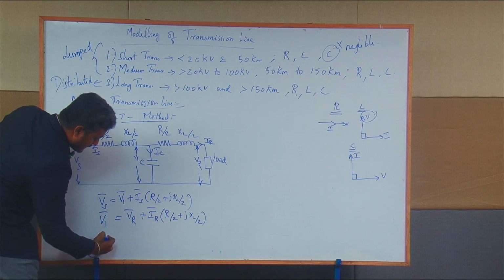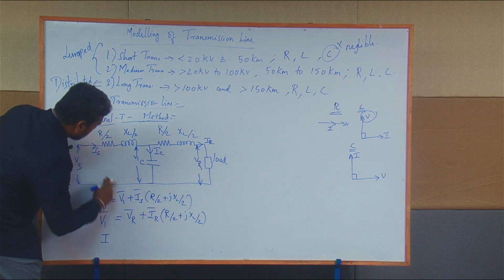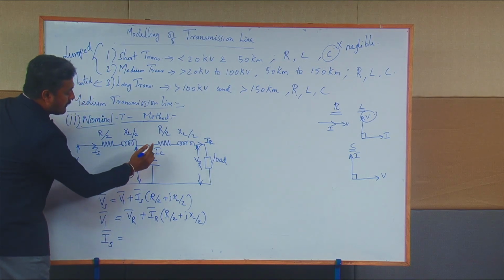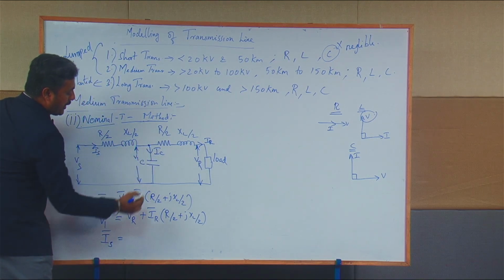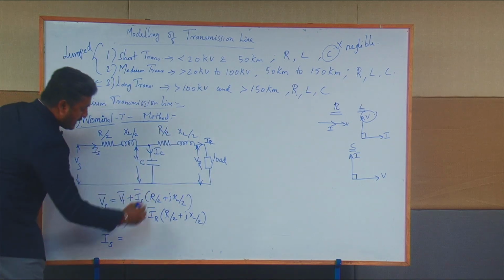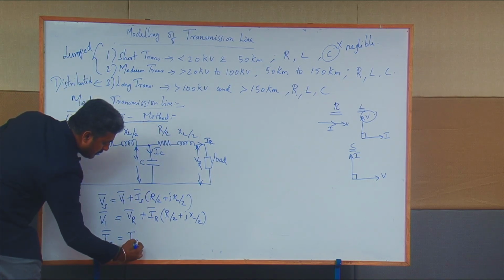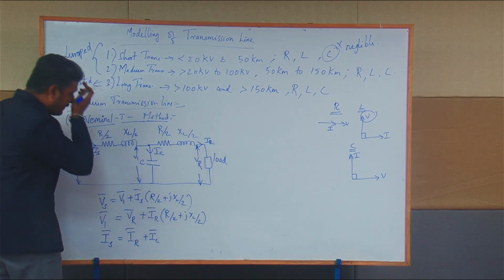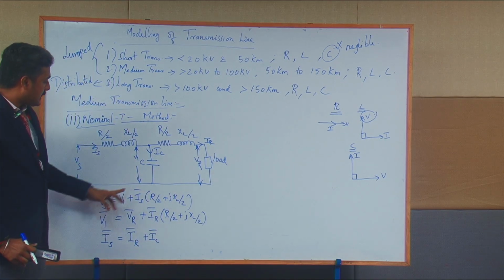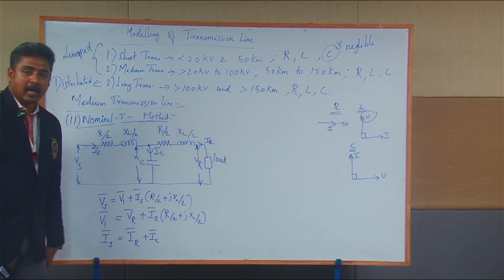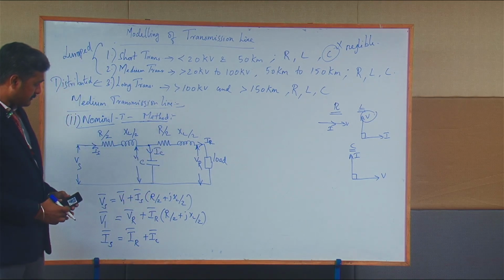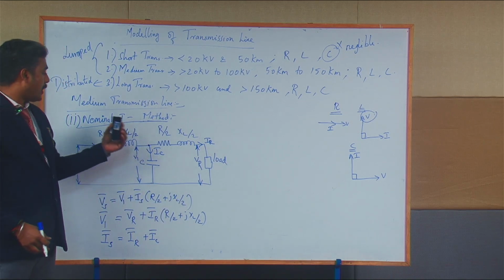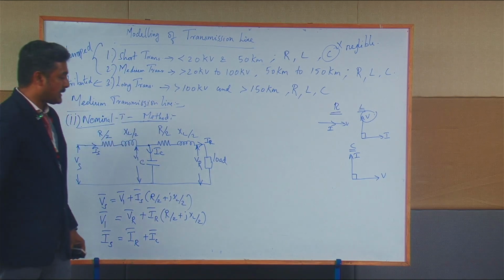Next is the current vector. If you take the KCL at this point, IS vector equals IR vector plus IC vector. That is, IS vector is equal to IR vector plus IC vector. Now, for this equivalent circuit of the nominal method, you are going to draw the phasor diagram.